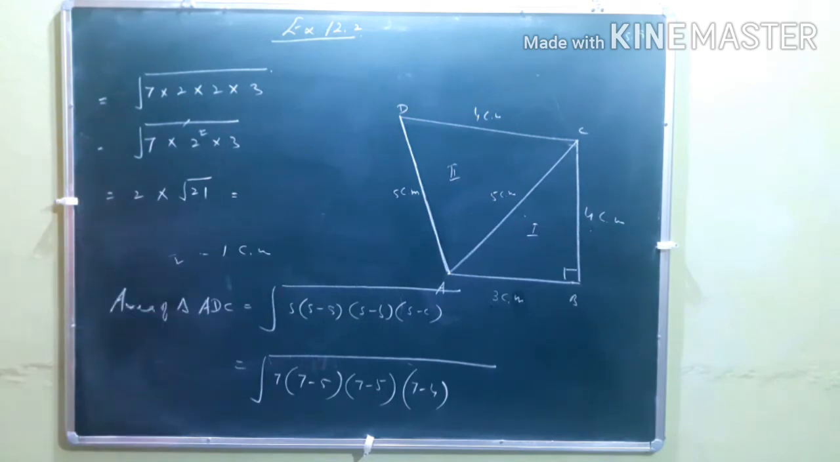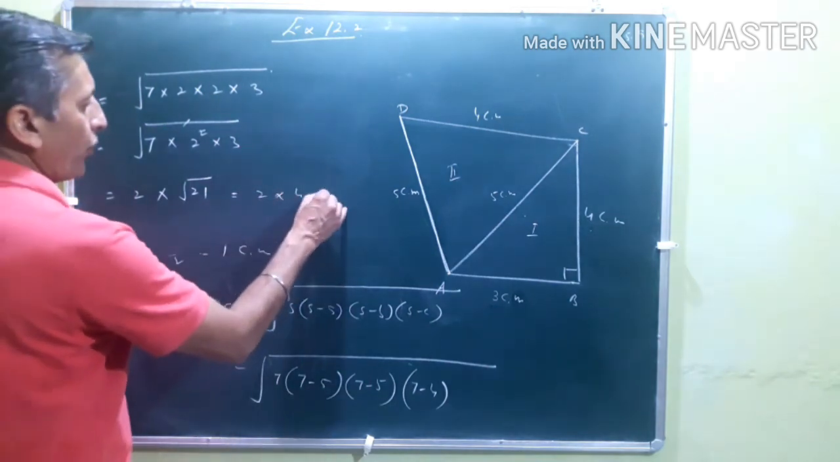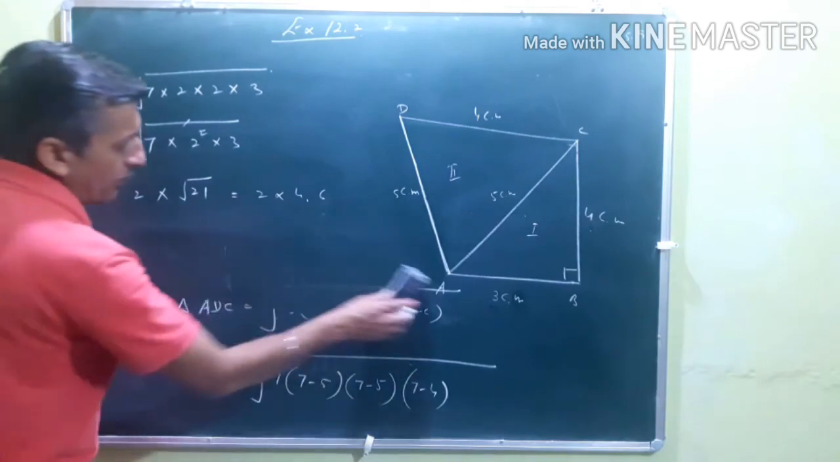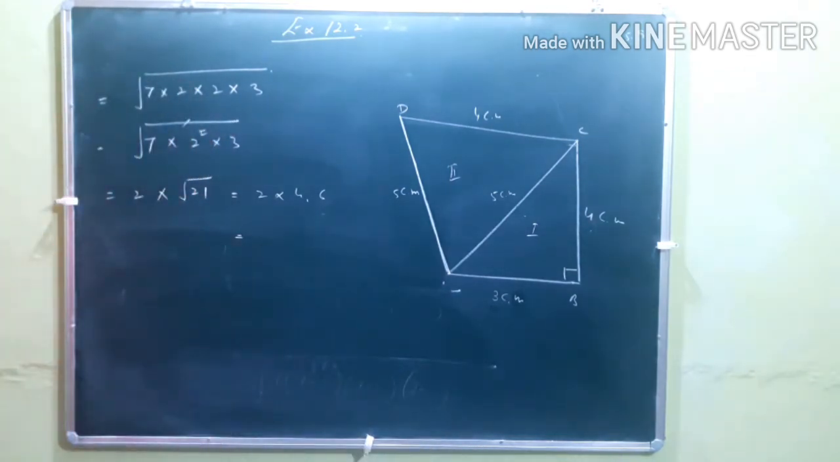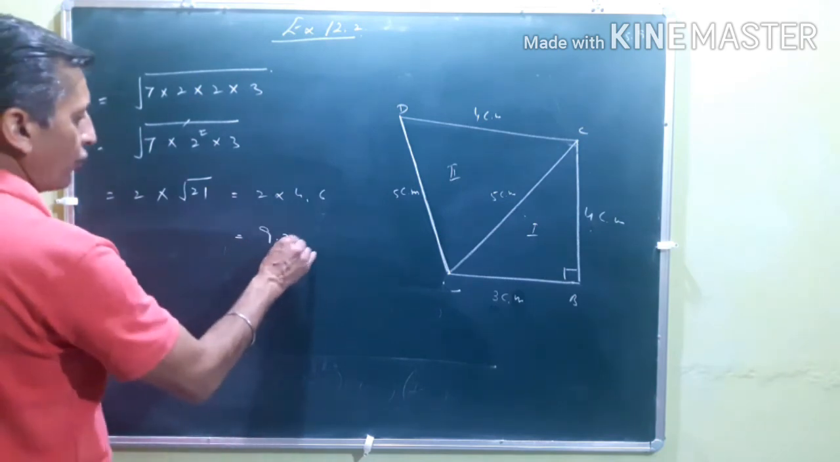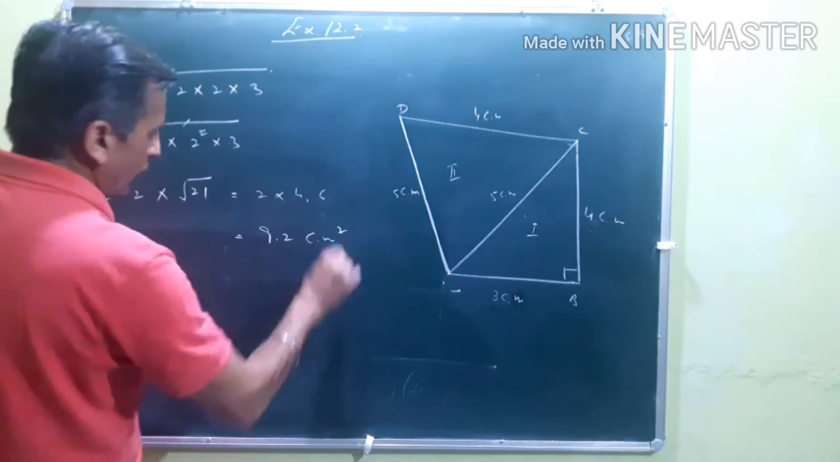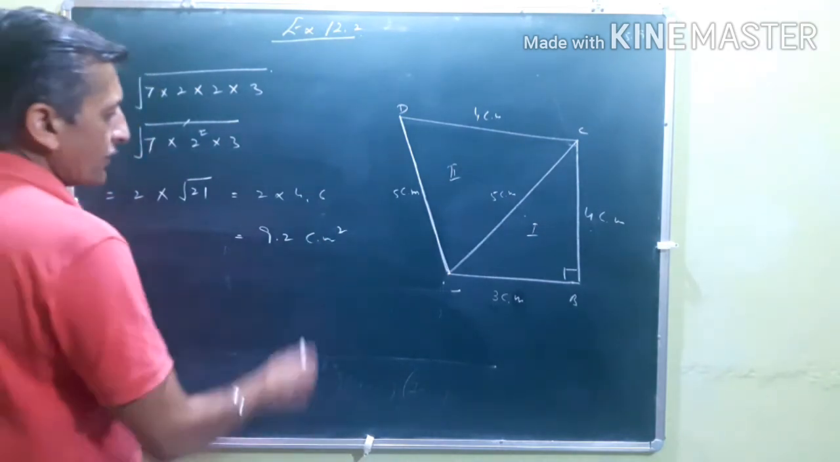So its under root lies between 4 and 5, and is approximately equal to 4.6. So it's 2 into 4.6, this was the under root. And if you multiply these two terms, 6 into 2 is 12 and 4 into 2 is 8. So it is approximately 9.2 centimeter square. So this was the area for the second portion.